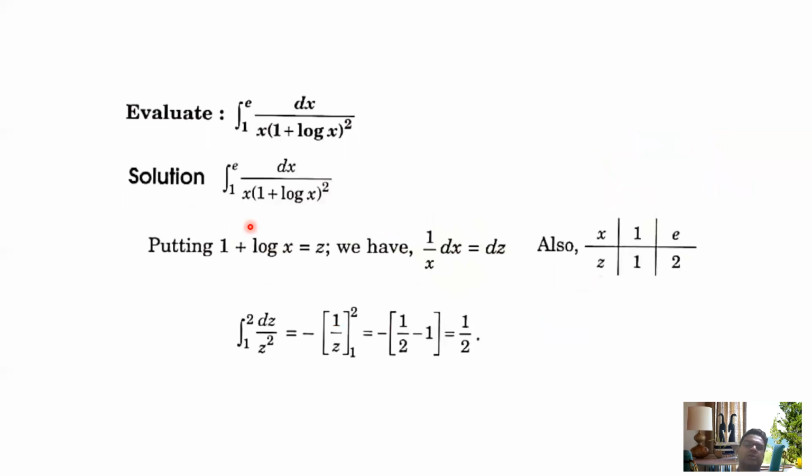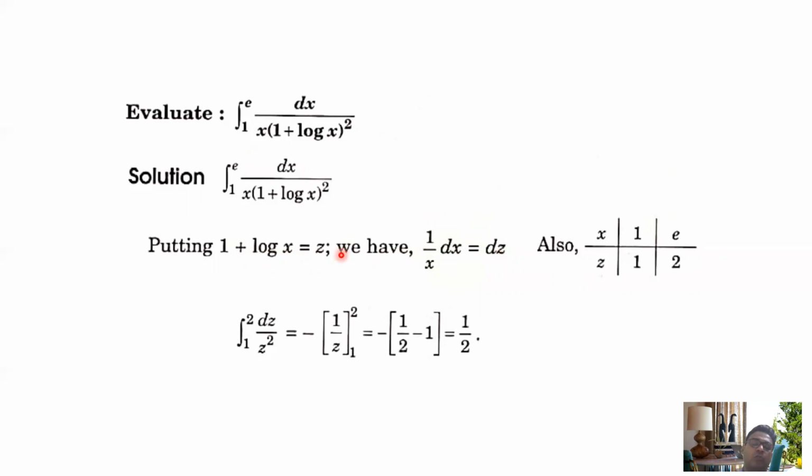Now try to understand with some examples. Integral from 1 to e of dx by x into (1 plus log x) whole square. Now consider 1 plus log x equals z. So the derivative: dz equals derivative of log x, which is 1 by x, so 1 by x dx. So in place of dx by x we may write dz.